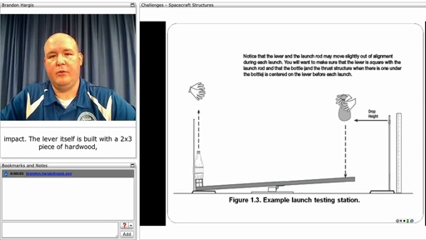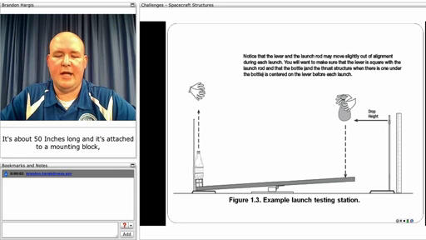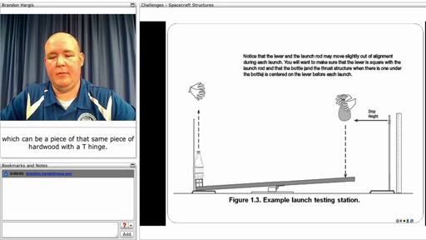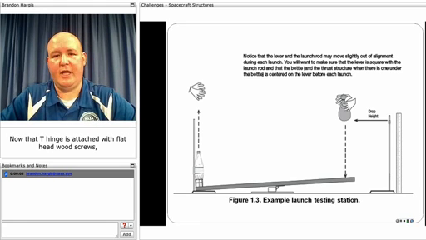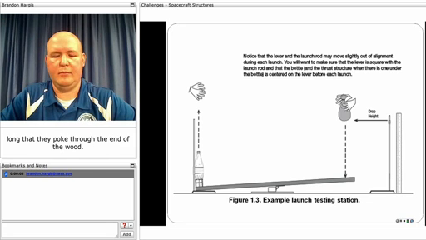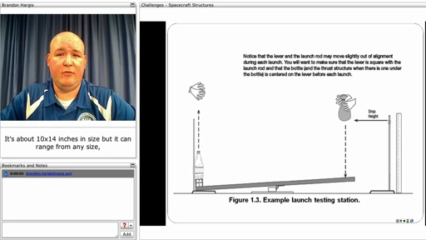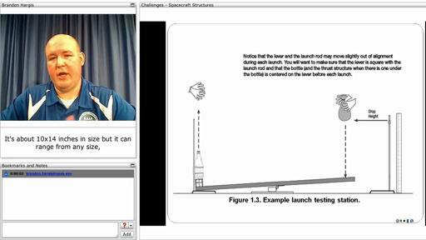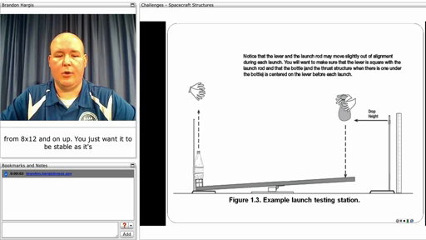The lever itself is built with a 2x3 piece of hardwood, and it can also be a 2x4 if you're unable to find a 2x3. It's about 50 inches long, and it's attached to a mounting block, which can be a piece of that same piece of hardwood, with a T-hinge. Now that T-hinge is attached with flathead wood screws, and you want them long enough to make it stable, but not so long that they poke through the end of the wood. All of that's attached to a plywood base. It's about 10 by 14 inches in size, but it can range from any size from 8 by 12 and on up. You just want it to be stable as it's sitting on the ground.